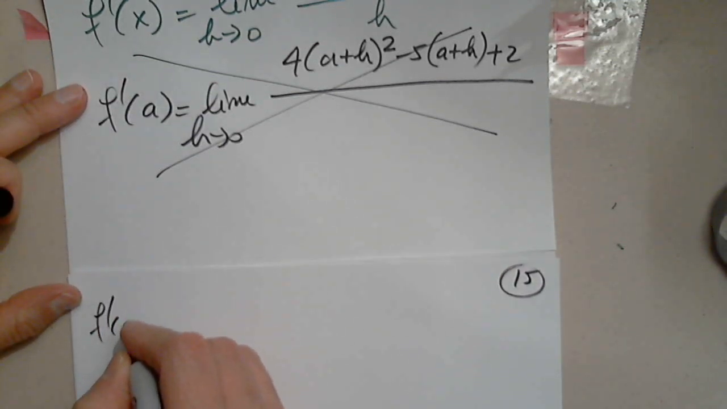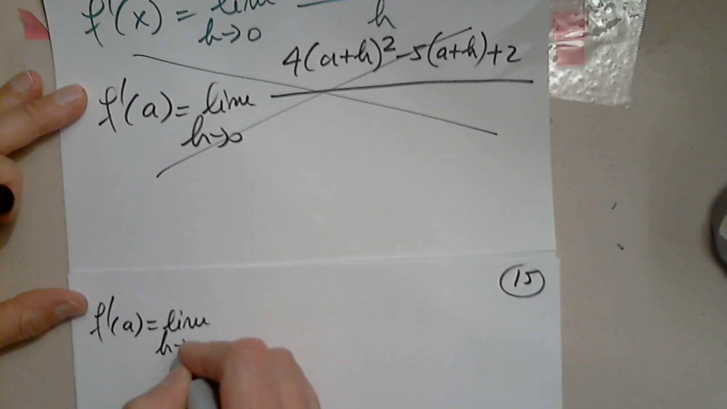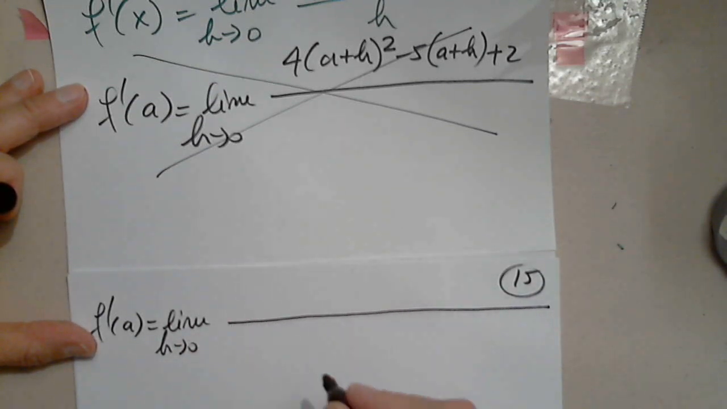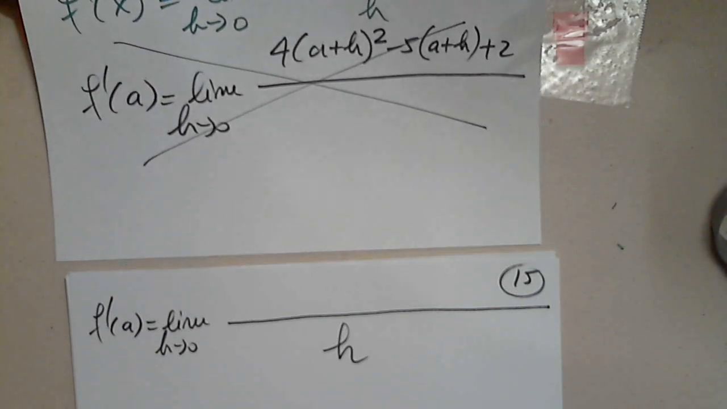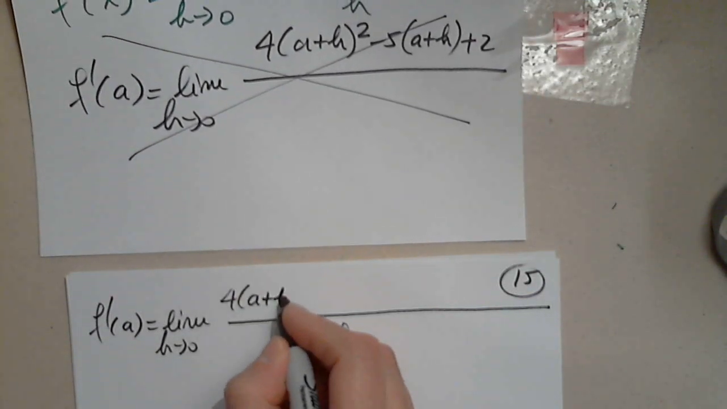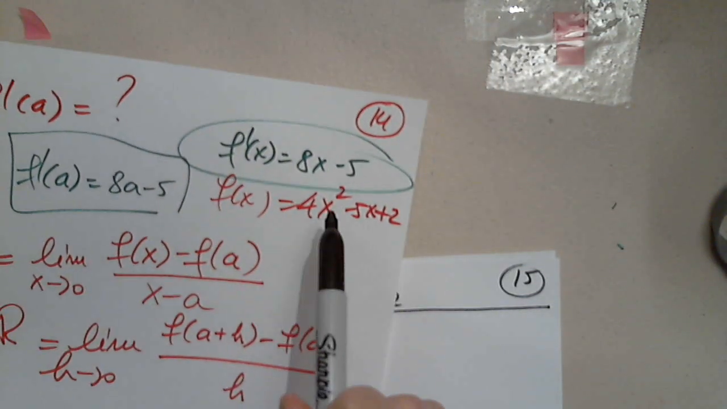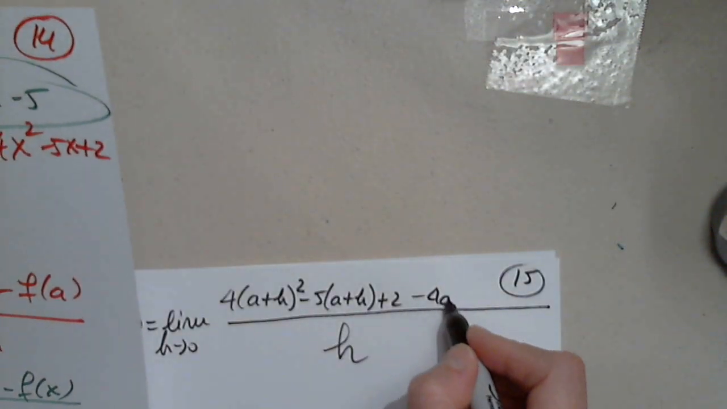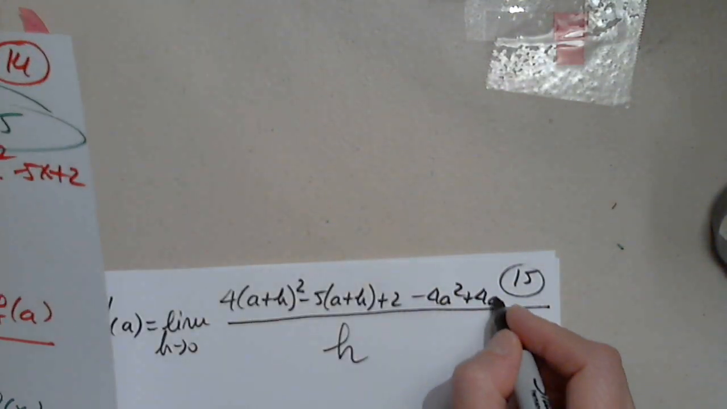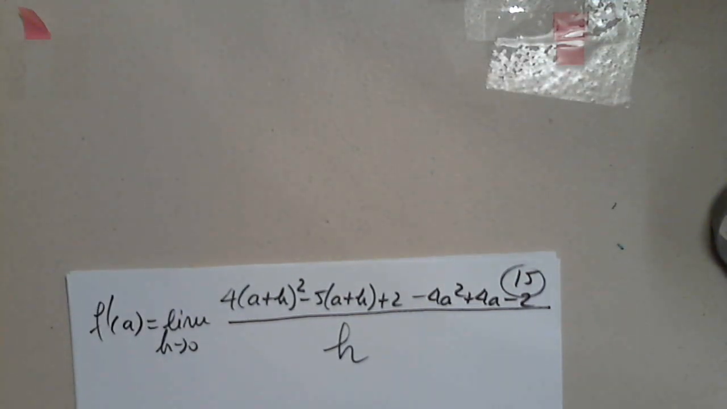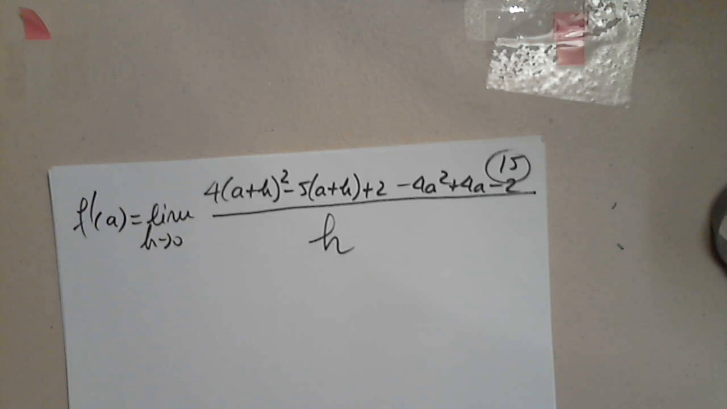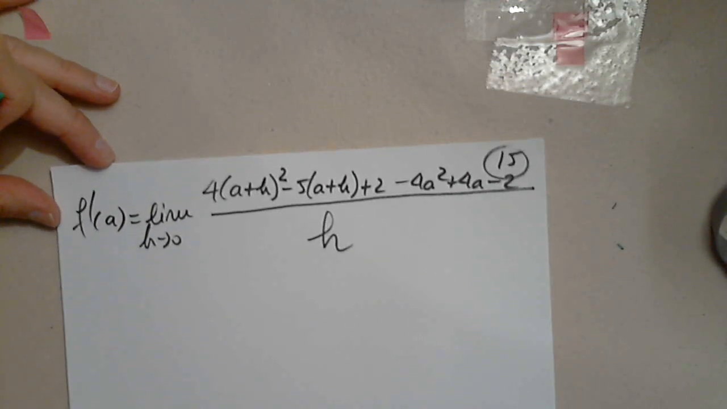So, f prime of a, limit. Do not drop the limit operator till the very end, please. Okay, so 4 times (a plus h) squared minus 5 times (a plus h) plus 2, minus 4a squared plus 4a and minus 2. And as we remember, when we calculate the difference quotient, all terms without h must go away, and eventually this h will go away. And then h will go away for good when I apply the limit.